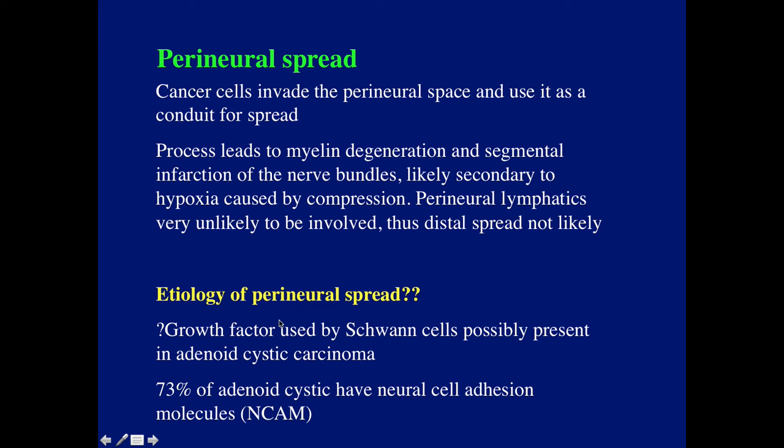The etiology is unclear. Some people feel there may be a growth factor, which is also used by the Schwann cells and is present sometimes in large amounts in adenoid cystic carcinomas, which are notorious for perineural spread.